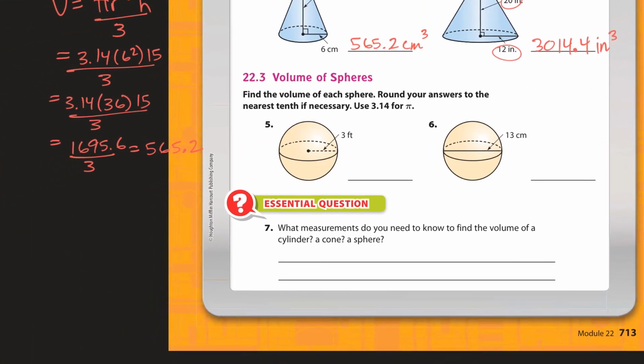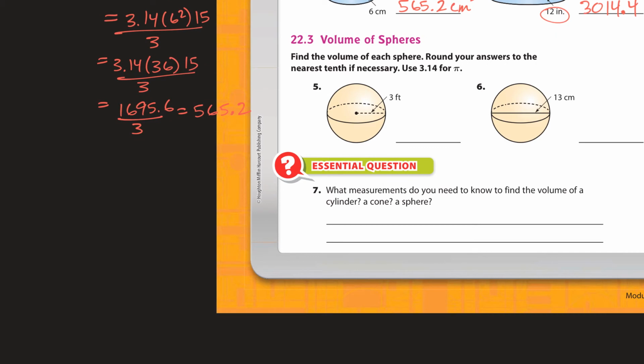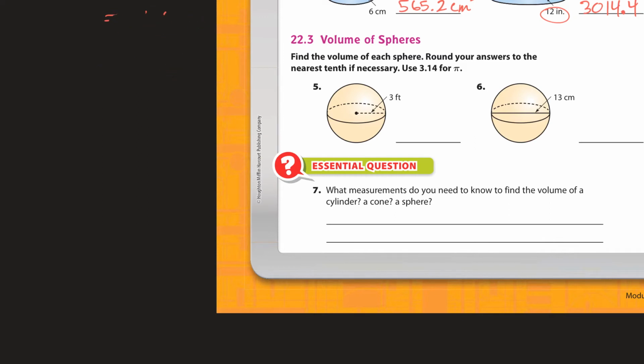Next, we have this one, number 5. Find the volume. I gotta erase some stuff here. All this has to get erased. Okay, so what we got, I'm going to do this in blue. So the volume of a sphere, round to the nearest tenth. Okay, so the volume of a sphere is 4 pi times the radius cubed divided by 3.